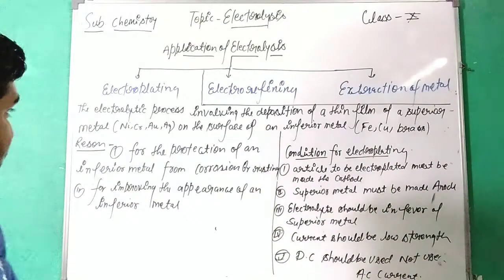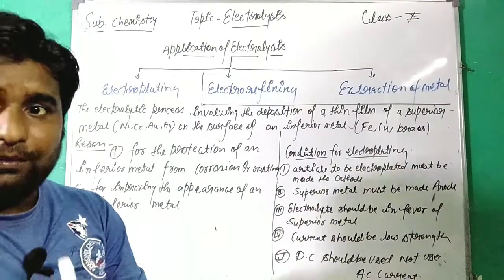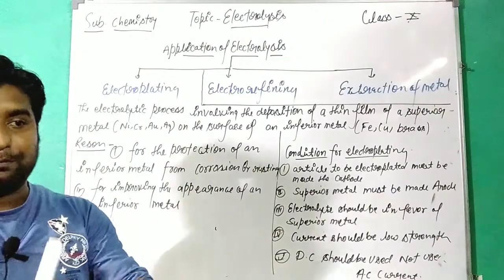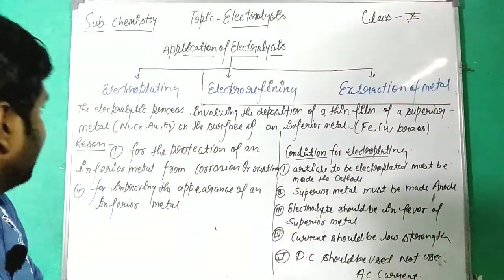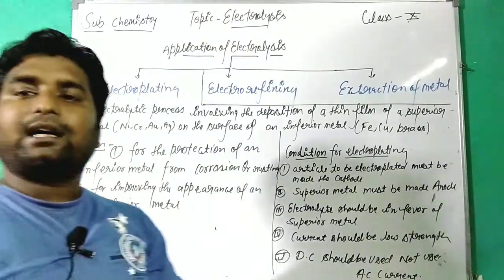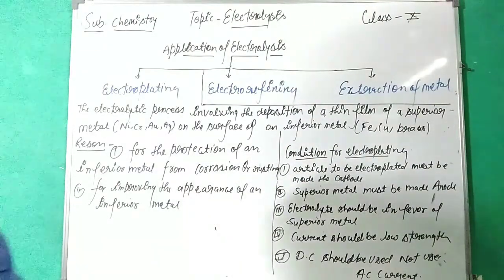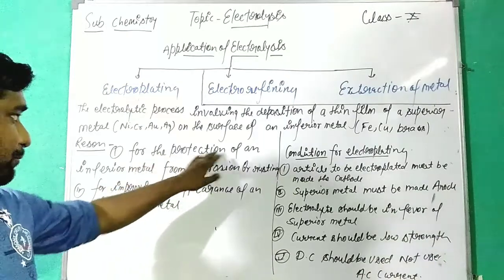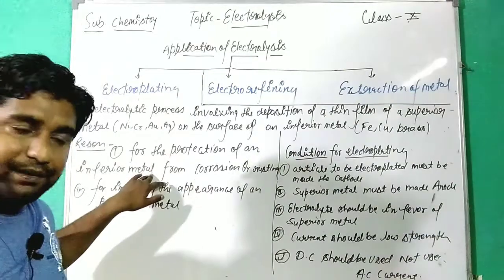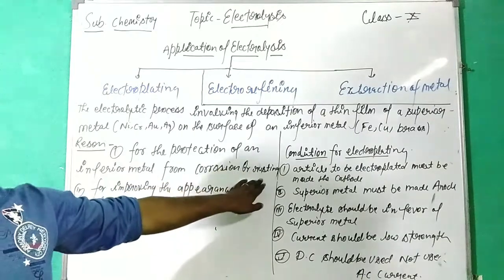So what is the reason behind this? Why do we do electroplating on metals? Students, there are two reasons. The first reason is to protect inferior metals like copper, iron, brass, bronze, etc. from corrosion and rusting.